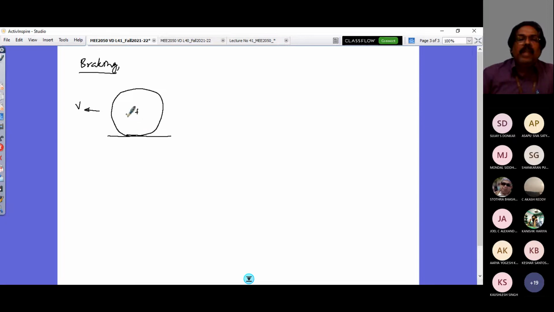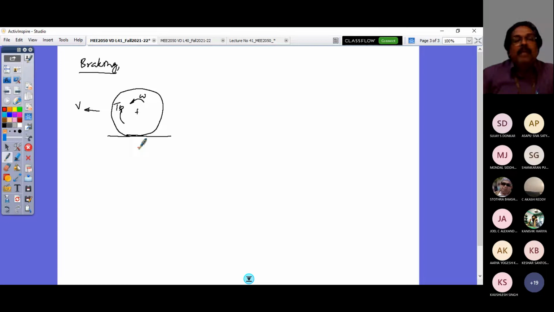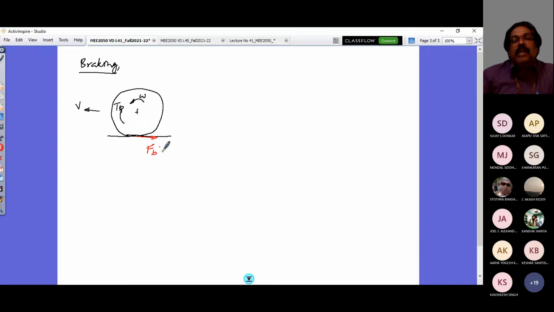When I apply brake torque, this is the rotational direction before application. This is my angular velocity, and my brake torque would be applied opposite to that. That is TB, my braking torque. The moment the braking torque is applied, I would have my braking force against the translational direction, that is FB. This braking force is a function of mu P times Fz. What is Fz? It is the normal force.